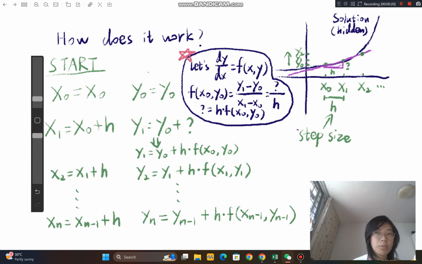This was the initial condition point. I wrote x0 and y sub 0. Our goal is to find some points further down the line that are close to the solution. So ideally, I would find points like here and here. This is based on tangent lines.